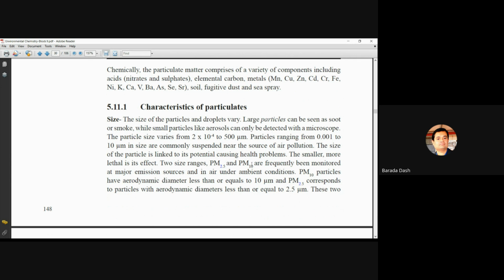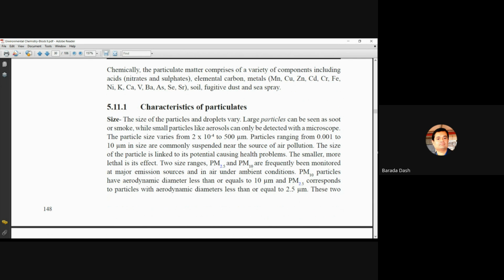Basically, the smaller the size of the particulates, the more health effects it will have, and it could be lethal. That means it will damage our lungs. But if the particles are larger, there will be no problem, because they will be filtered by our nasal membranes before they reach our lungs. So a large particle is less detrimental than a small particle.